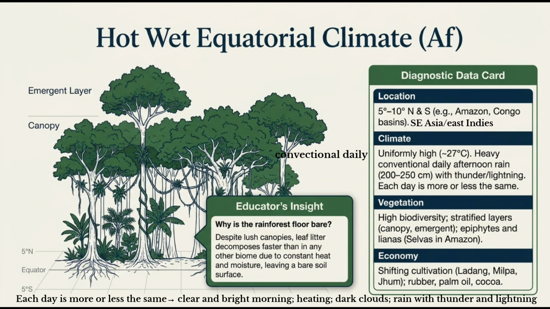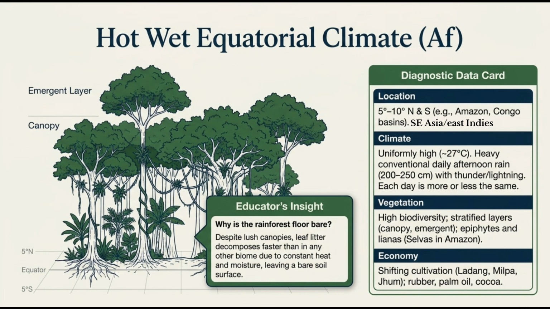Characteristic description for UPSC: Each day is more or less the same. The morning is clear and bright with a sea breeze. As the sun climbs high in the sky, heat mounts up. Dark clouds form, then rain comes with thunder and lightning. But rain is soon over. This is the classic description of equatorial climate.